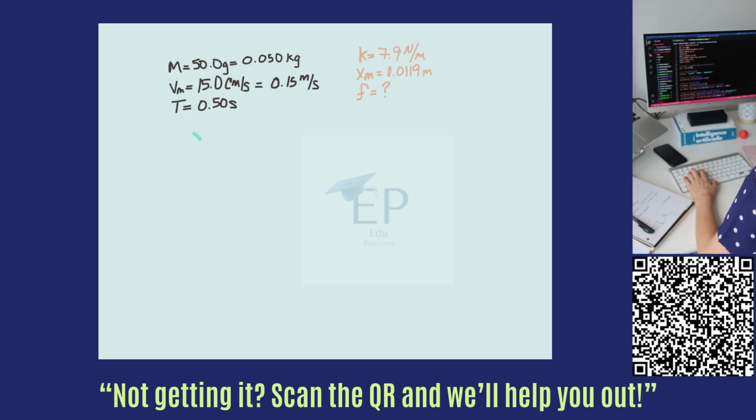Okay, and last but not least, we're asked to find the frequency, which is probably the easiest of all of these, because frequency equals 1 over our period. So we're just going to go ahead and substitute in right off the bat, because we know that our period is 0.5 seconds, which gives us a frequency of 2 hertz.